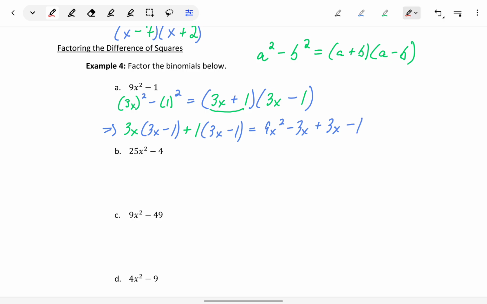And what we'll see every time in these scenarios when we expand something out in this form, is that those two middle terms will cancel out, and we'll be left with 9x squared in this case, minus 1, which was that original starting expression. So again, what we need to verify is that we can rewrite each term as some quantity squared. And if we can do that, then we'll be able to write this factored expression as a plus b, a minus b.